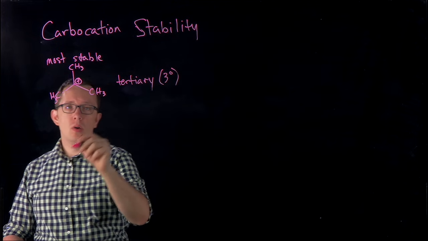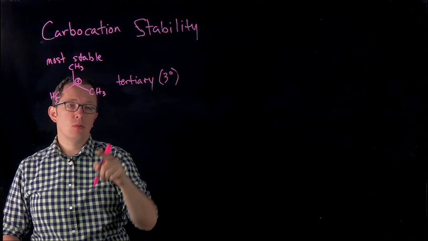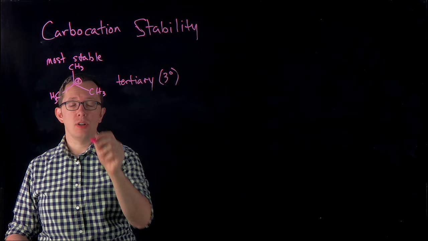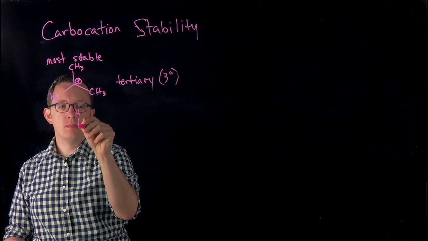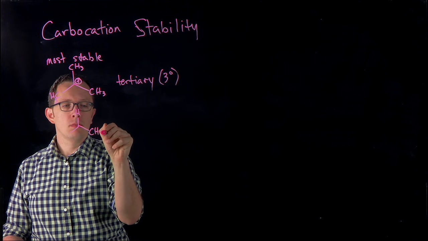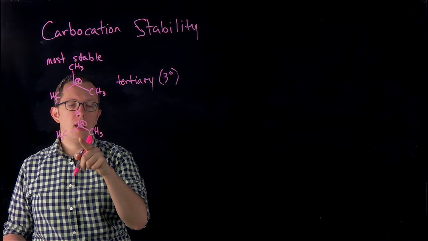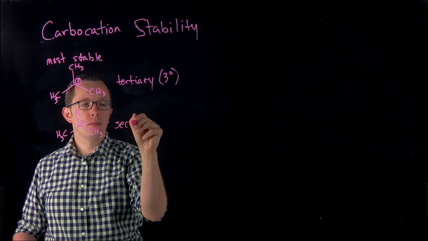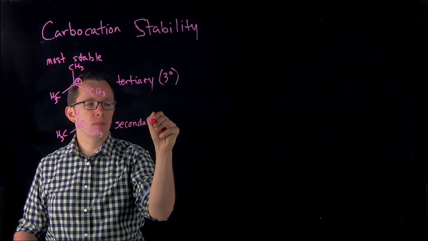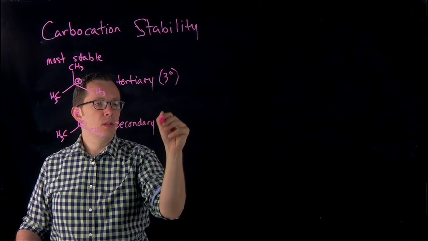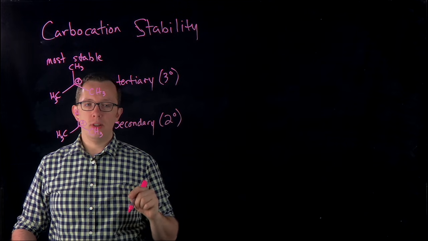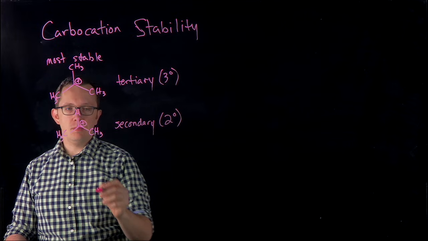Okay? And so now we're going to replace our methyl groups with hydrogens. So we can replace 1 methyl group with a hydrogen, and we end up with a secondary carbocation. And sometimes it's abbreviated like that. And keep going.